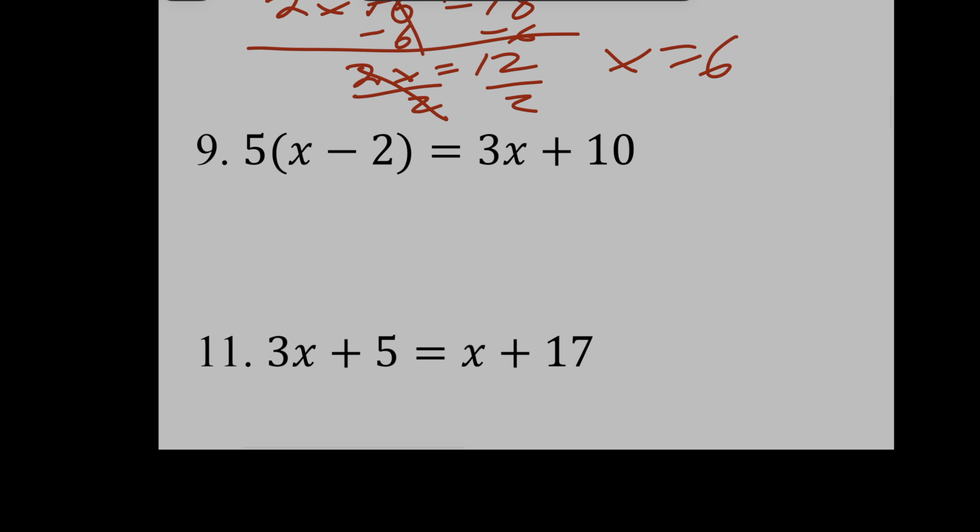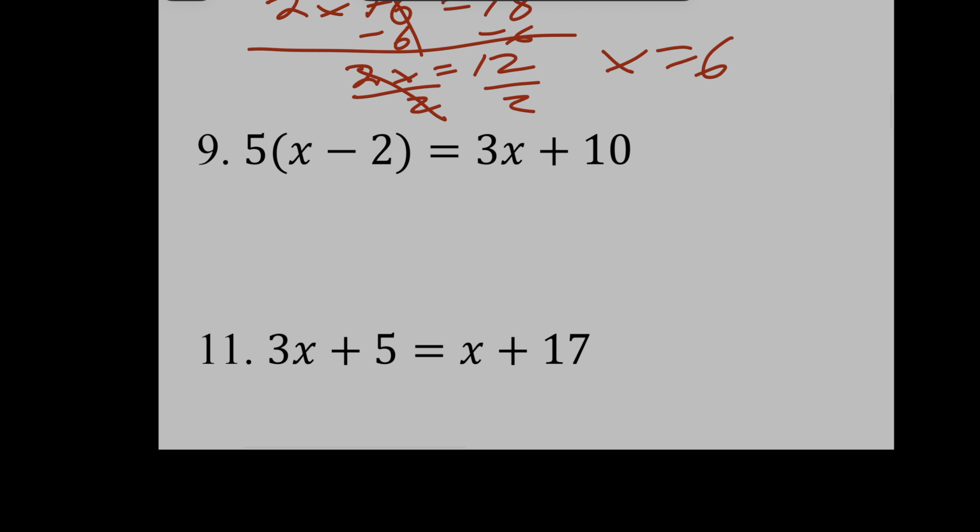Let me zoom up just a little bit. All right, look at this. Another distributive property. That's always the first step you do when you see this. And I'm going to get a 5x minus 10 equals, and I just copy everything else down. Okay? Now, I have letter, a number, and a number. I have to move someone.